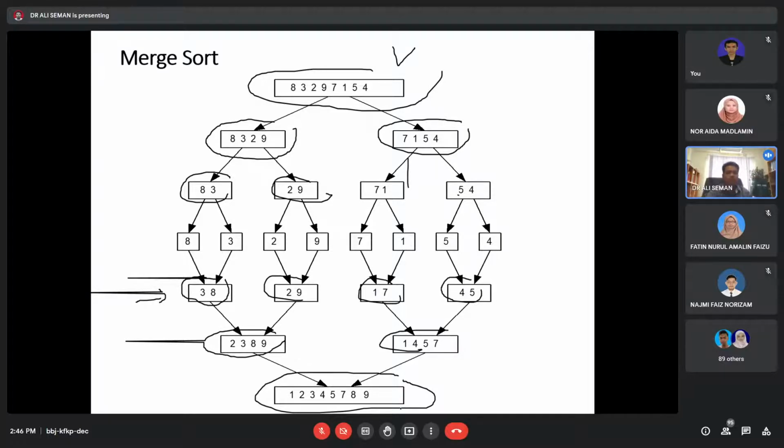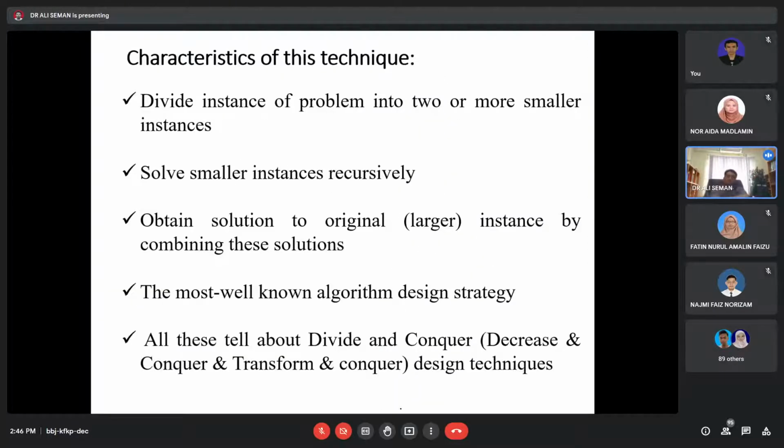This is the idea of design technique 2. Now it comes to the conclusion. Clear so far?